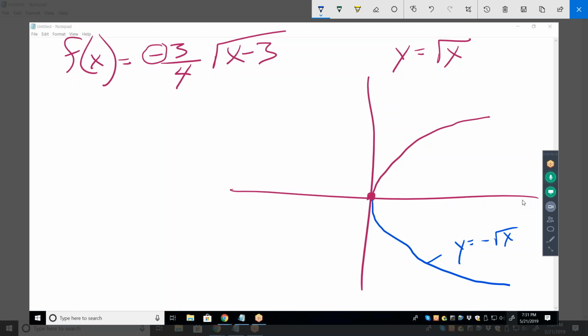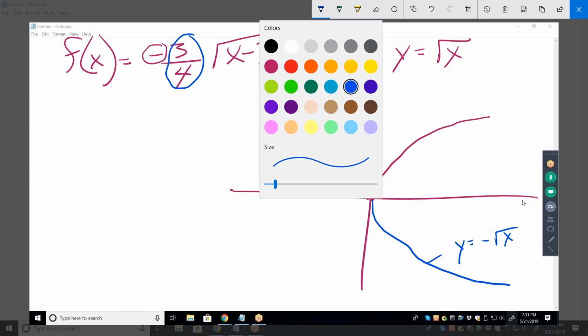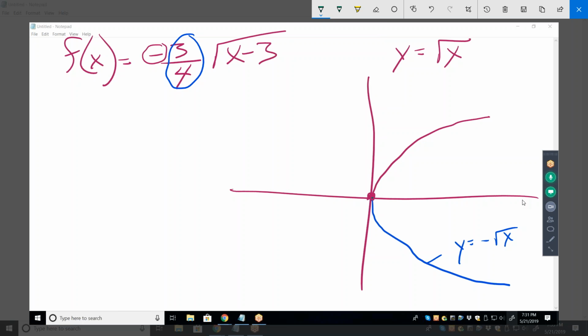Now the other two things we can do in whatever order we want. Let's do the 3/4 first this time. What's the 3/4 do? That's a vertical shrink. Which means instead of being like this, it would be more like this. Every point that was on the blue curve is now 3/4 of the distance to the x-axis that the blue curve is. It's basically what it says.